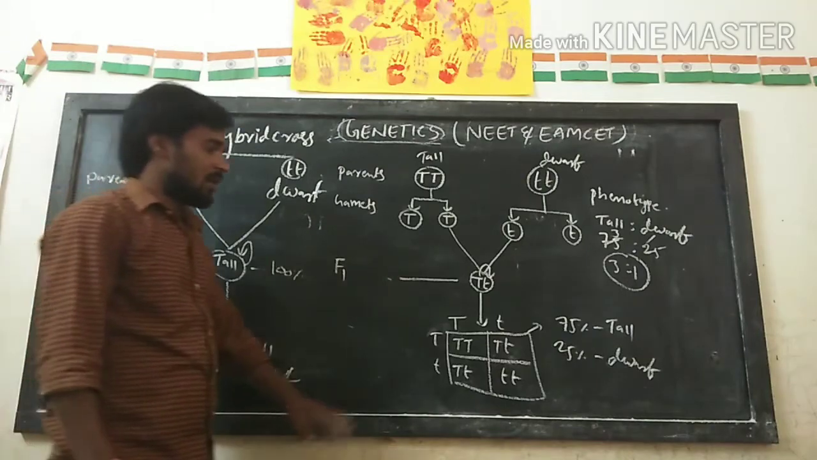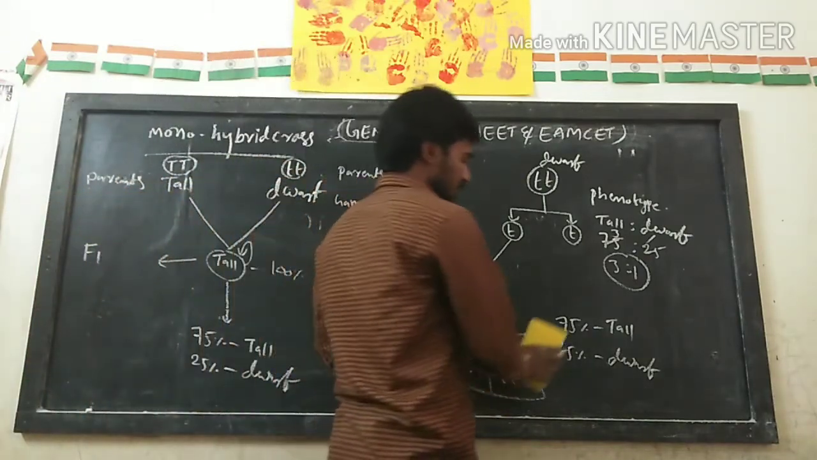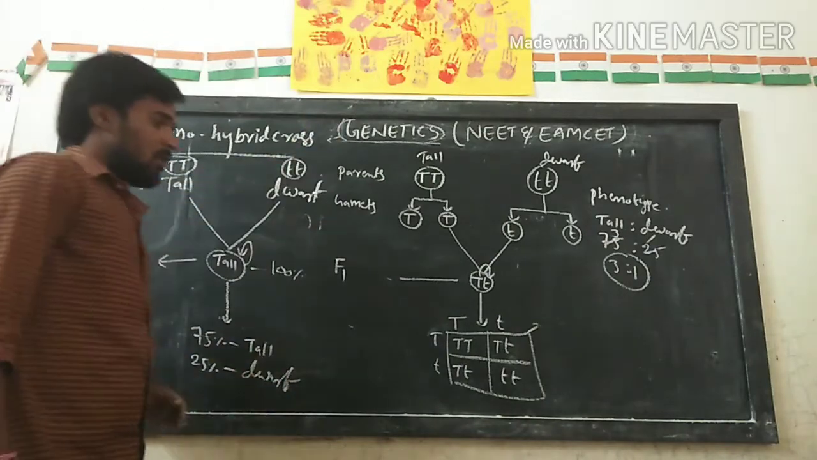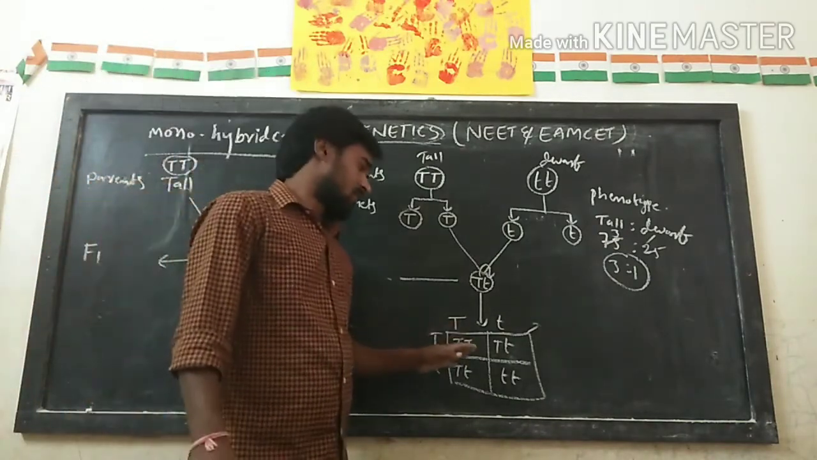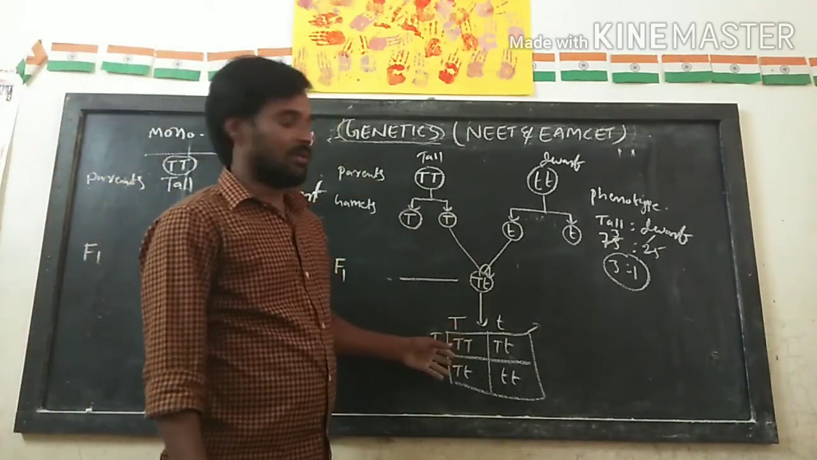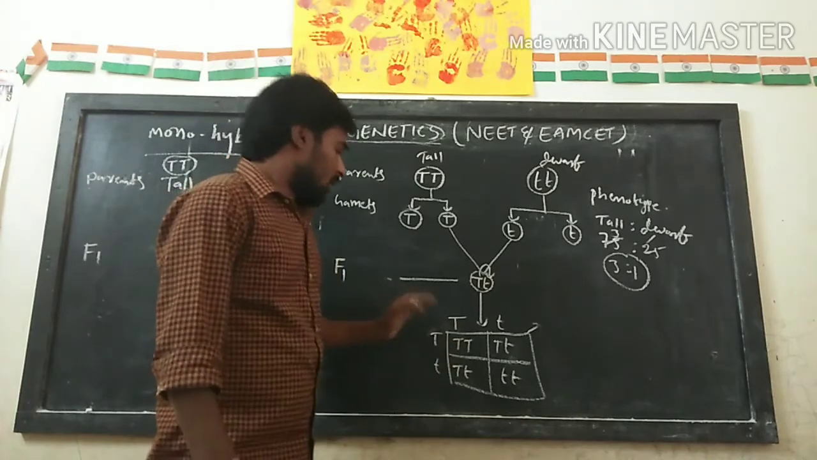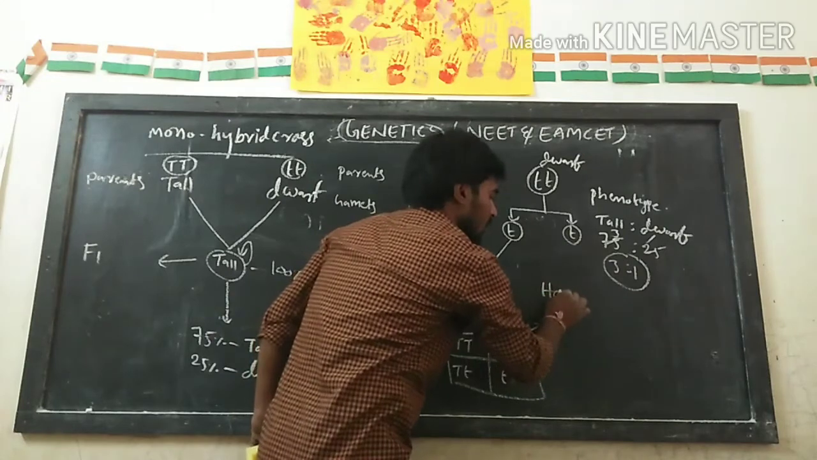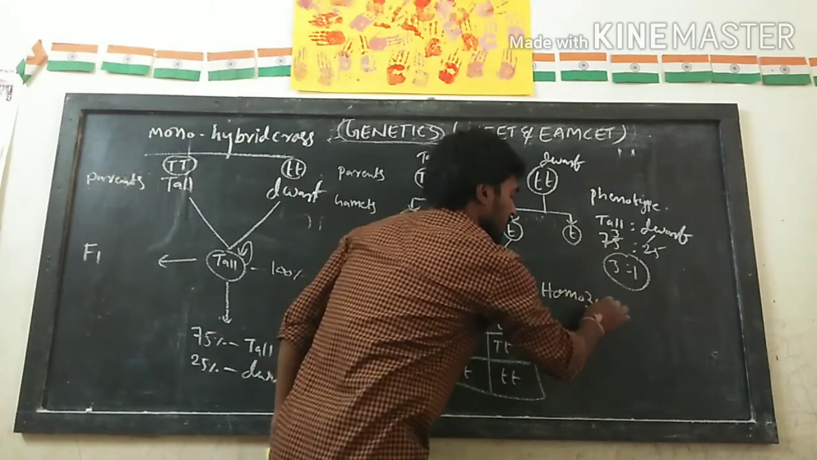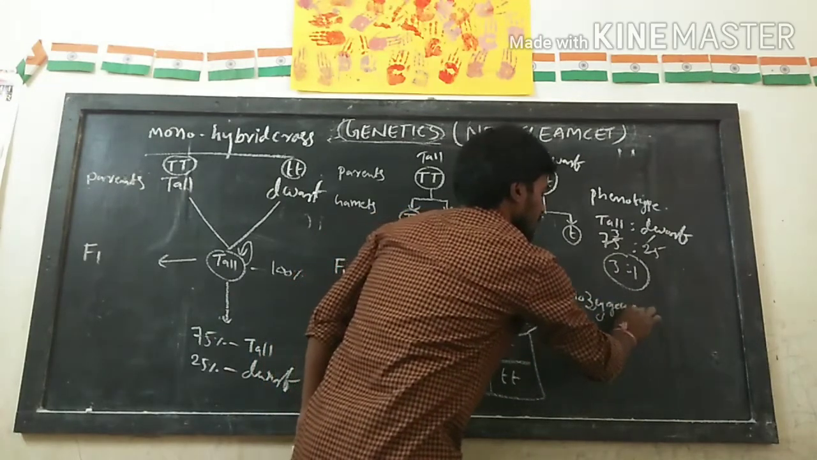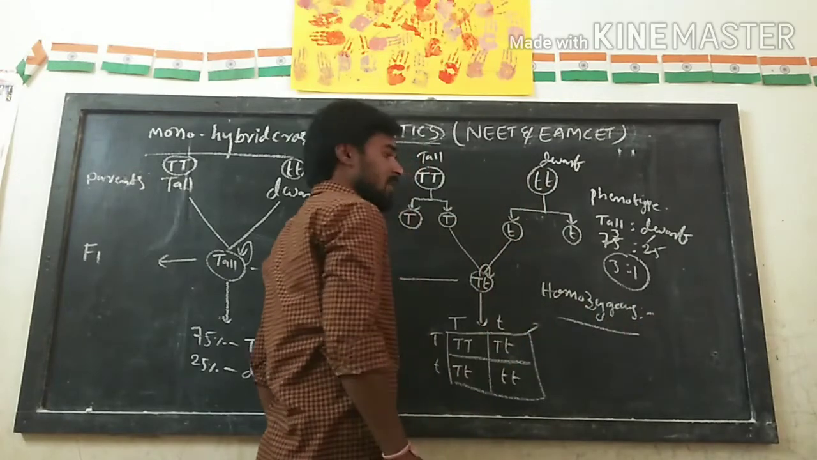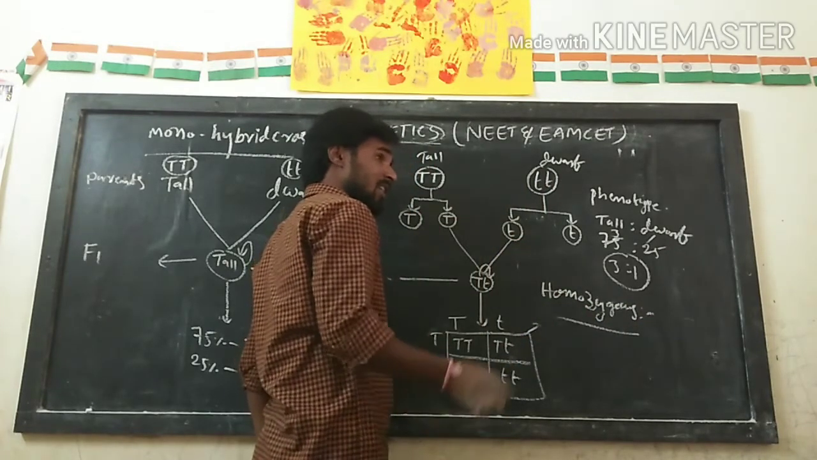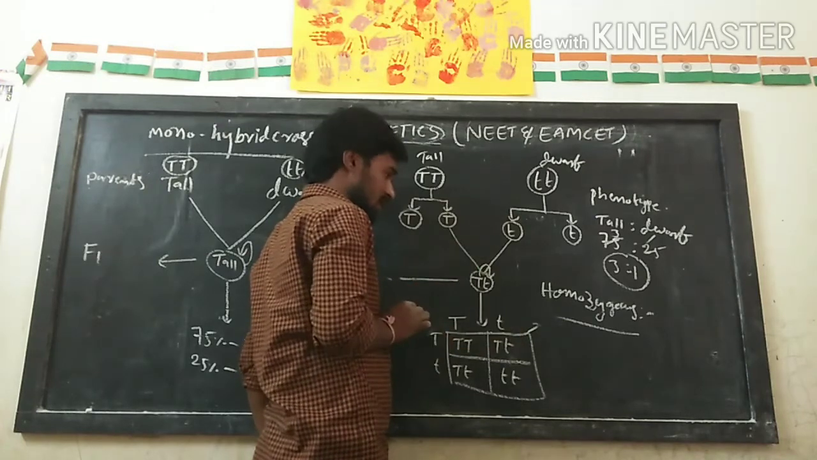If you observe the other ratio, that is the genotype ratio. We already know what is homozygous and what is heterozygous. I already explained it in a previous video. Homozygous means what? Similar genes are called homozygous. The dissimilar nature of the genes is called heterozygous.